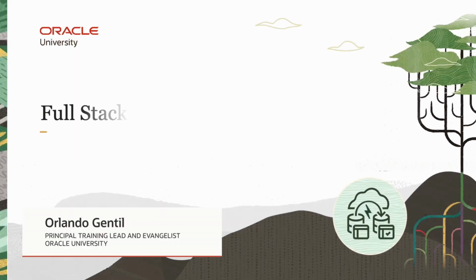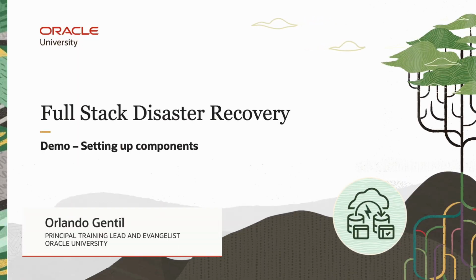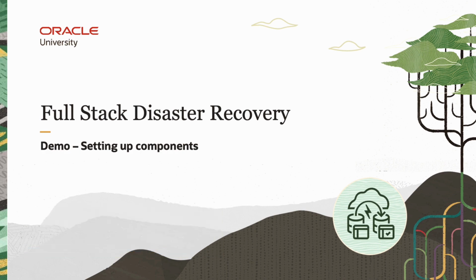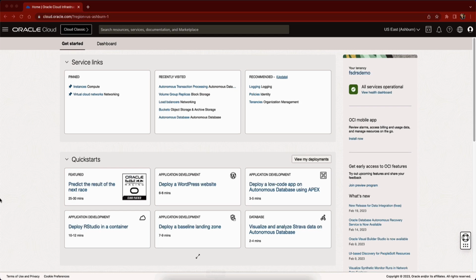Hello and welcome. Now that the prerequisites are in place, let me jump into the OCI console and start setting up the components according to what I need for my MuleShop scenario. First, I will create the DR protection group in the primary region. Ashburn will be my primary region.